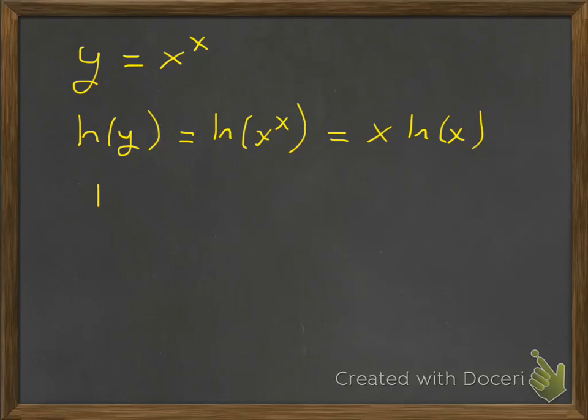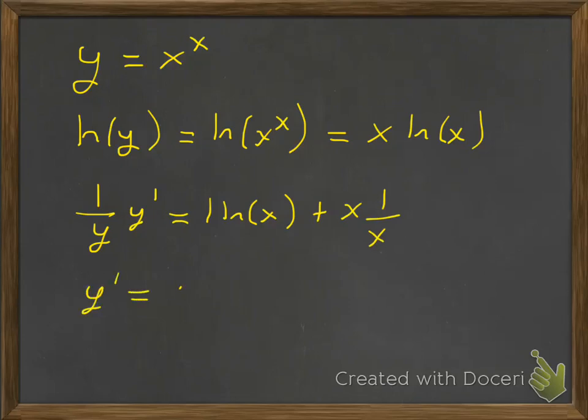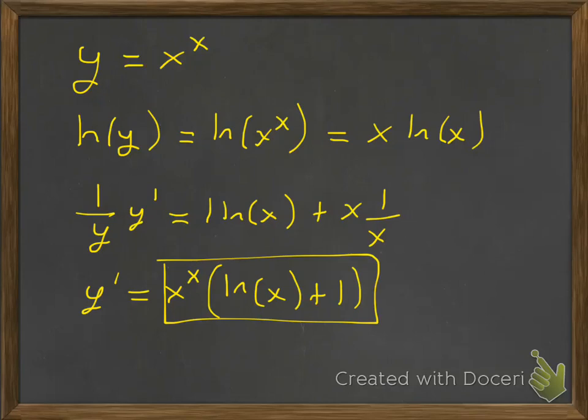The derivative of ln of y is 1 over y times y prime by the chain rule, and then we have the product rule. Derivative of x is 1 times ln of x, which is the second function, plus the first function of x times the derivative of the second. Derivative of the second is 1 over x. Multiply both sides by y, and y is the same thing as x to the x, and then inside would be ln of x plus 1. And there you have it.